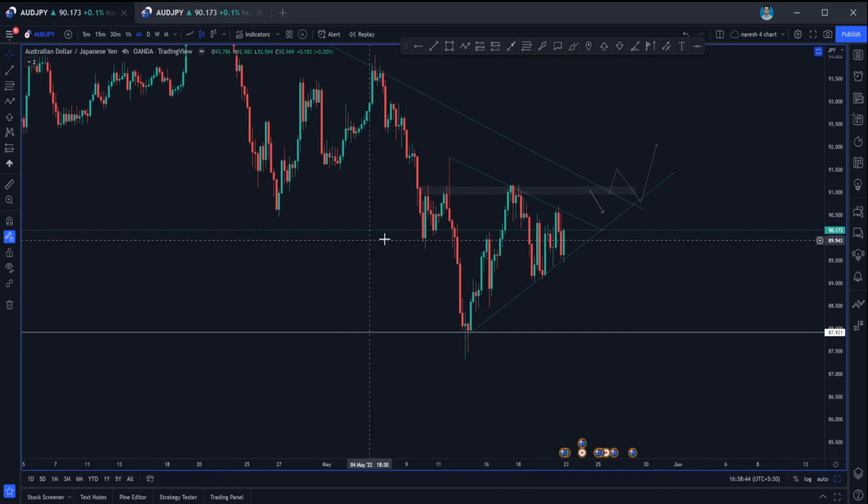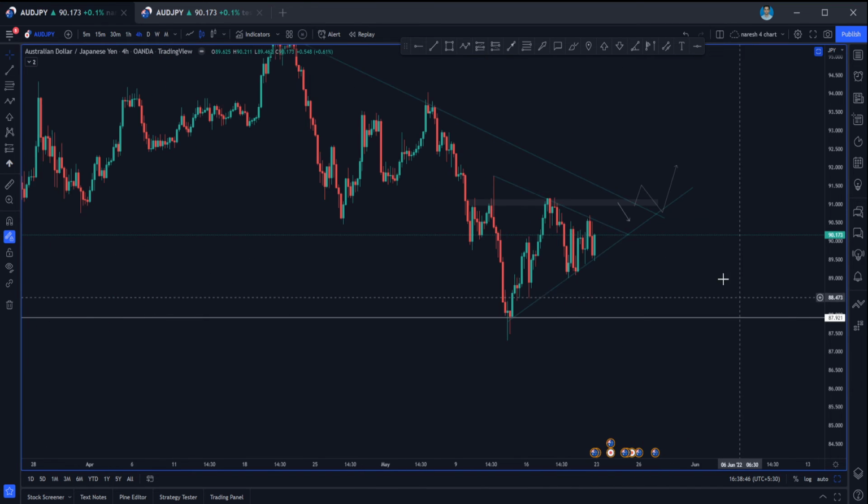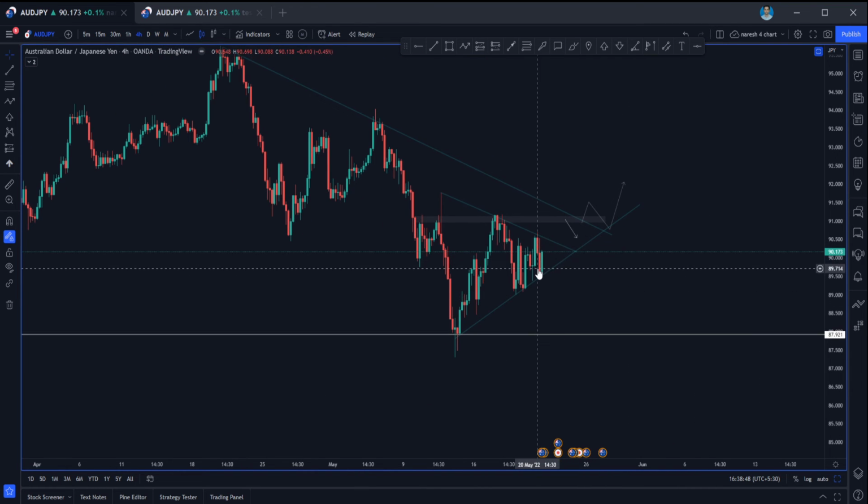So AUD JPY is also sideways. It is a little bit tricky here. I'll be either looking for short entries from this area, which is an important resistance area. If it is holding this level, you can look for short entries from there. Or else if it is breaking this important resistance area and making a high here, you can look for long entries after it pulls back to the trend line again.